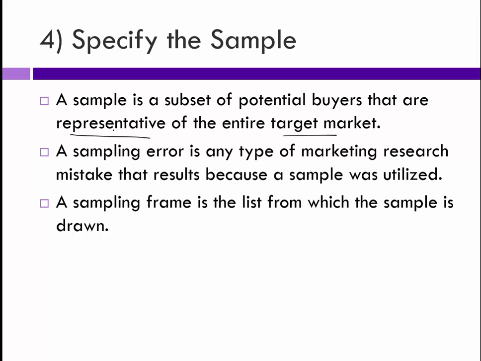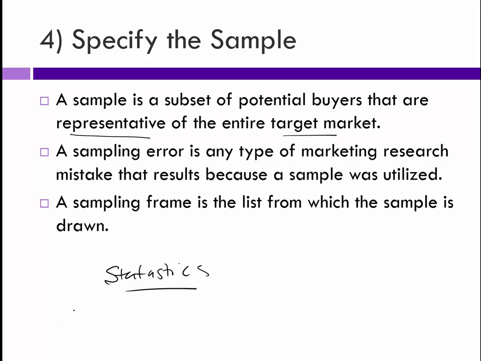Sampling error is any type of marketing research mistake that results because the sample wasn't representative. So we tested 5% of our target market, and it said conclusively that this was going to happen, but then when we rolled it out, it was the exact opposite, which means that 5% wasn't a good representative sample of your population. So there's a lot of statistics in here to get this right, and how to use the data and how to get a nice sample.